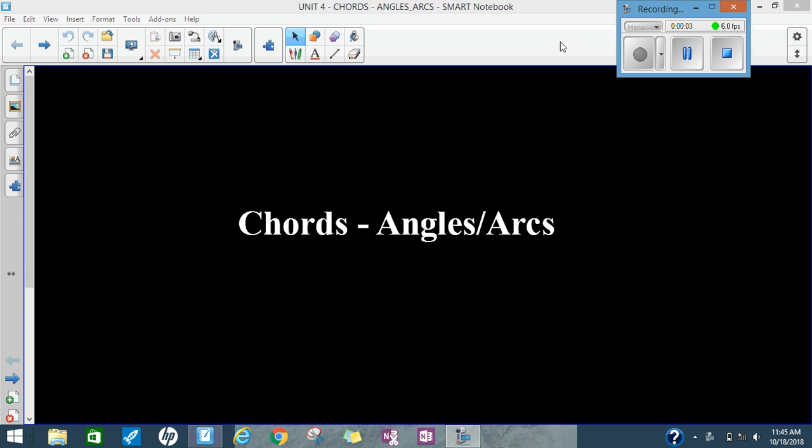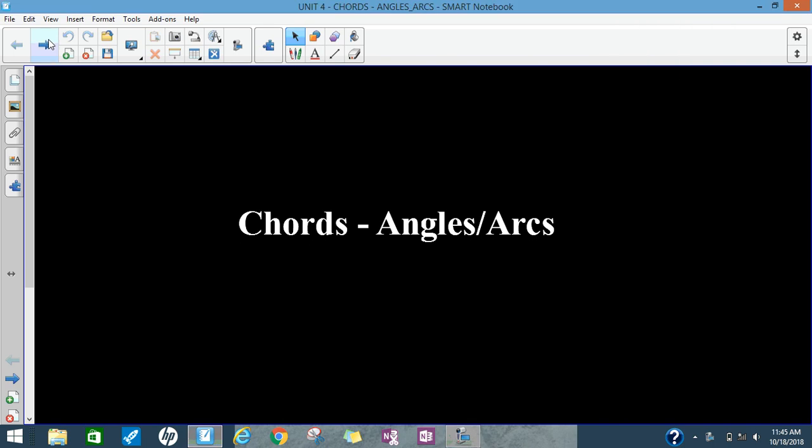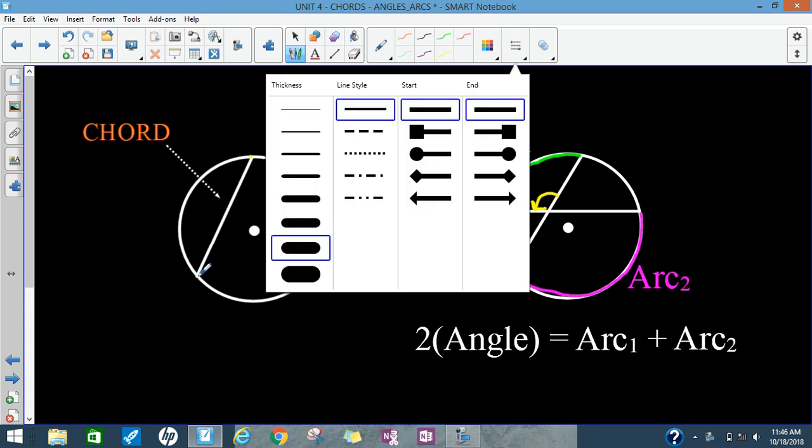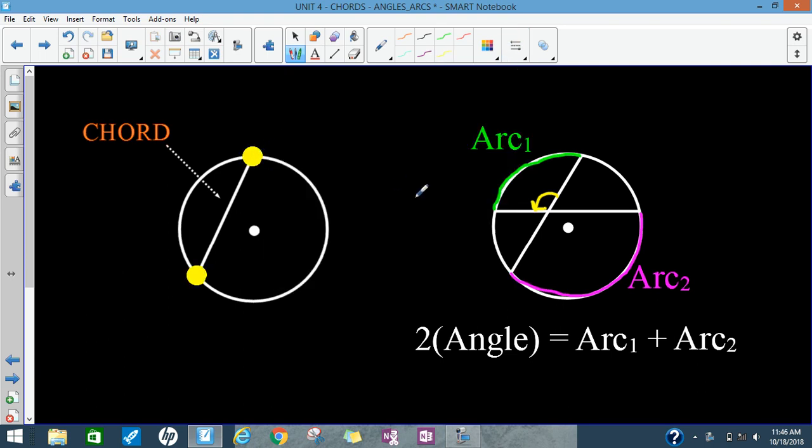Hey y'all, today we're going to talk about the angles and arcs formed by two chords inside of a circle. So when we talked about central and inscribed angles, we kind of covered what a chord is, but I wanted to point that out again. A chord is a segment inside of a circle, and that segment has endpoints that are on the circle, just like that chord right there. It doesn't always have to go through the center. If it goes through the center of the circle, we call that chord a diameter.